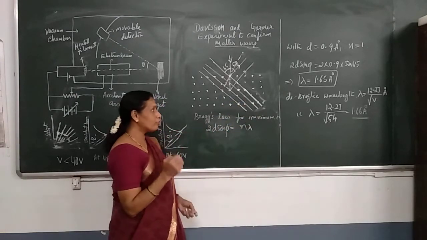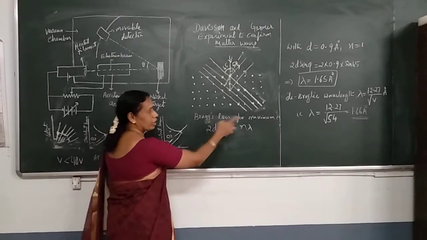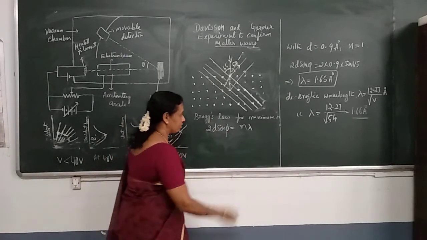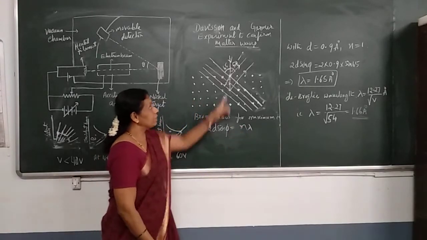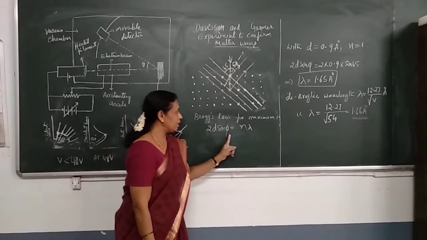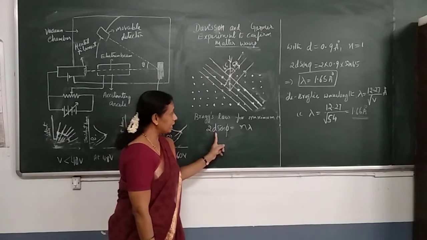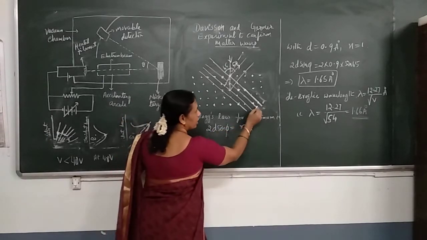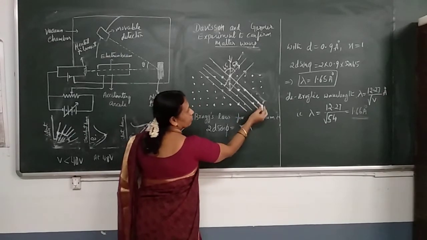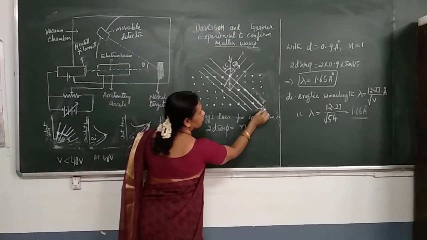The Bragg's law for maximum intensity is 2d sin phi equal to n lambda. Here phi is the glancing angle. 2d sin phi equal to n lambda. And d is nothing but the separation between the two planes. This is taken as d.